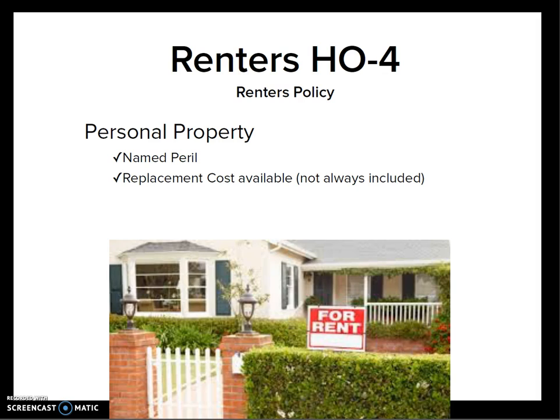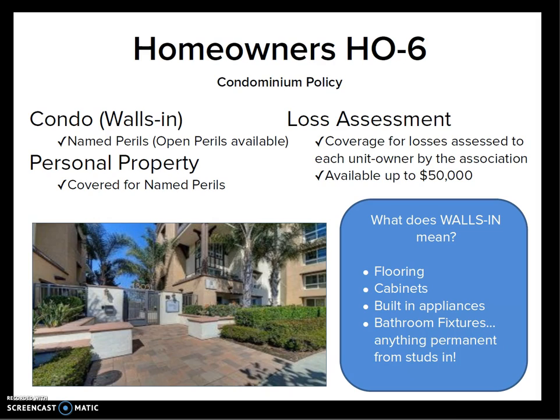A renter's HO-4 policy is going to be a personal property policy. This is a named peril policy, and replacement cost is also available for their contents. However, it's not always included. So again, same as the original HO-3 policy, we want to make sure that you're working with an agent who can educate your client and see what policy works best for them.